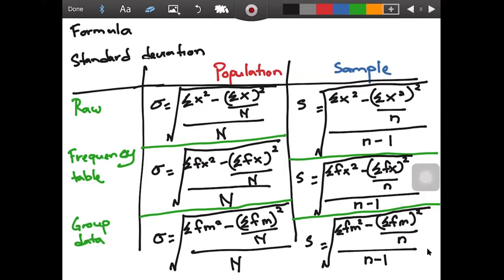The difference for the sample is n minus 1. So divided by n minus 1, then overall divided by n minus 1, then square root the answer. For group data, x you change to m, the midpoint. Same goes for the sample.